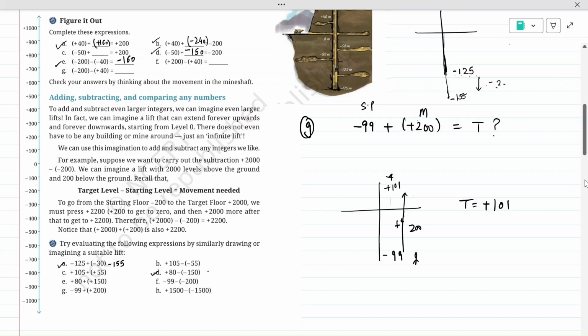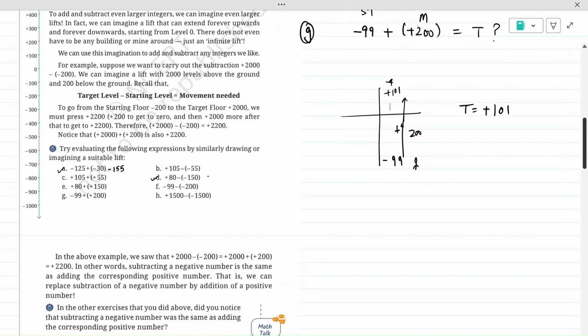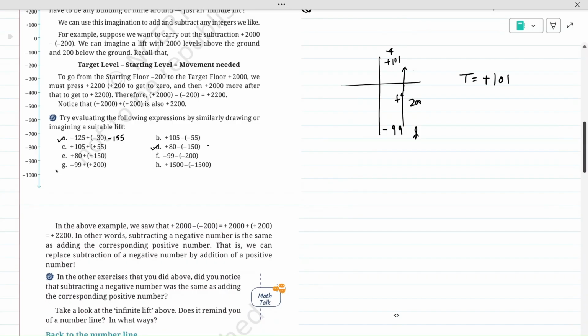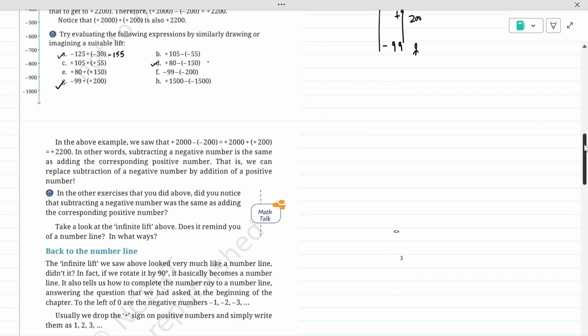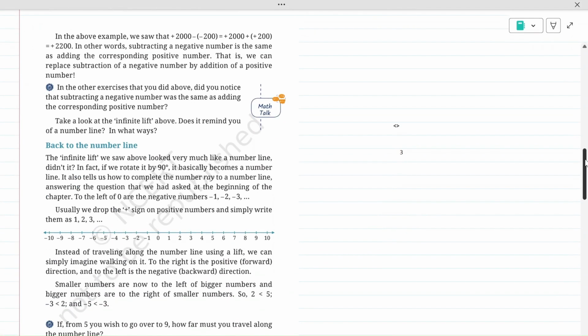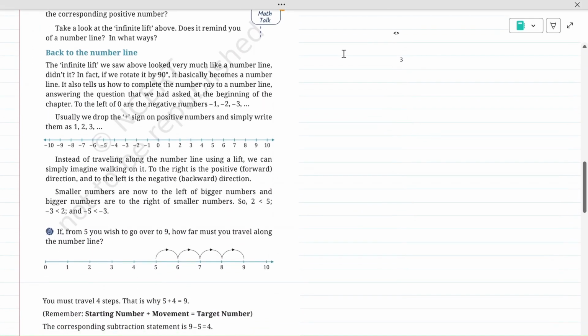Okay. Now let's move further. Rest of the questions, kids, these are homework for you. Please do these. Now we have done many questions like this. Okay. So now, back to the number line. The infinite lift we saw above looked very much like a number line, didn't it? In fact, if we rotate it by 90 degrees, it becomes a number line.